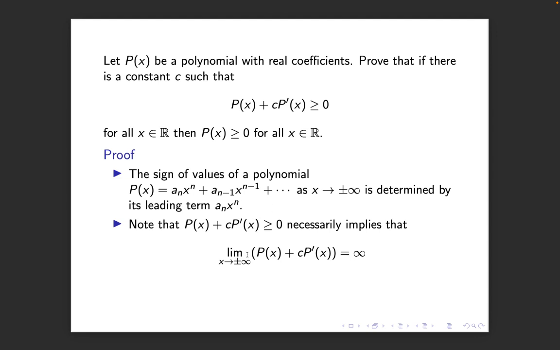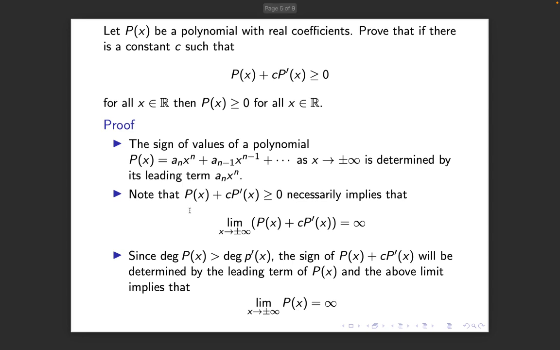So we want to take the limit as x goes to plus or minus infinity of p of x plus c times p prime of x. And we know that this is either plus infinity or minus infinity. However, since the polynomial p of x plus c p prime of x is always greater or equal than 0, then as x goes to plus or minus infinity, this polynomial has to go to infinity, once again because it's greater or equal than 0. But it's really the leading term of this p of x plus c times p prime of x that will determine this infinity, right?